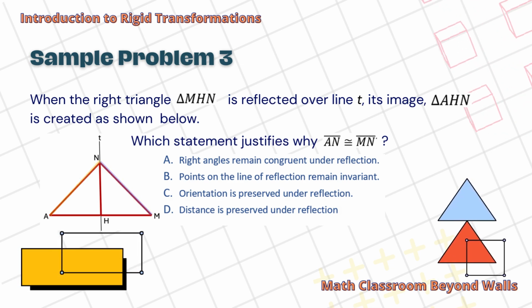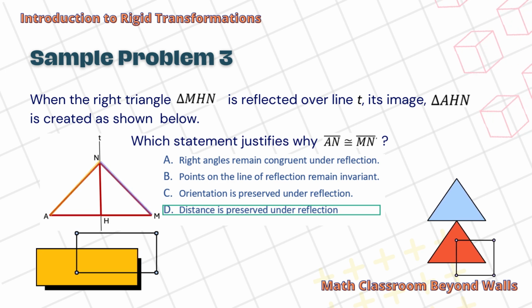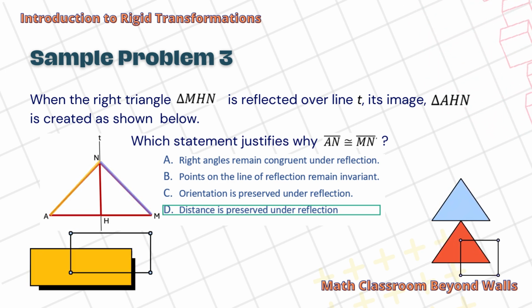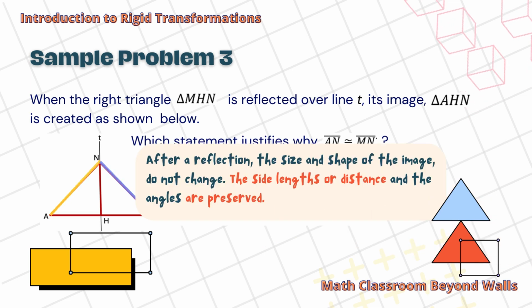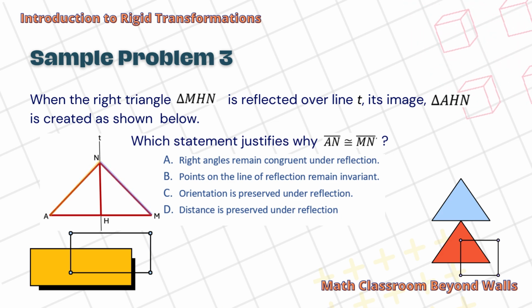Let us look at option D. Distance is preserved under reflection. Distance here refers to the length of the side. Let us recall this statement. Thus, option D, distance is preserved under reflection, is the correct answer. The statement justifies why side AN is congruent to side MN. So our answer is D.